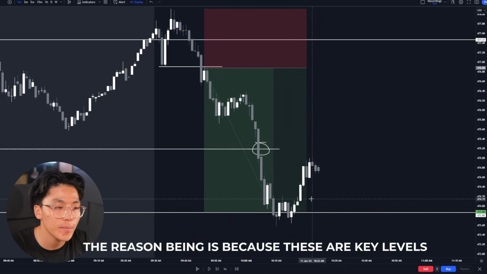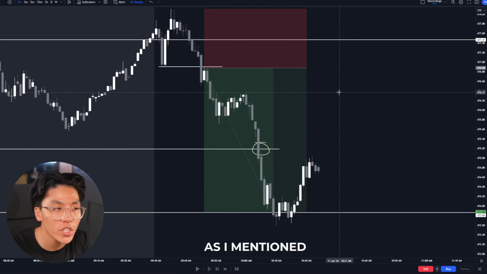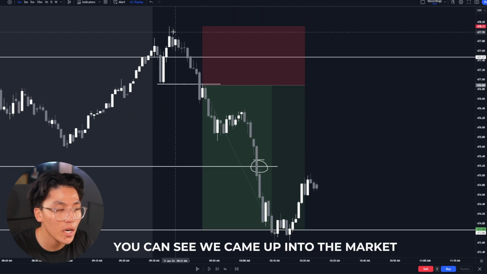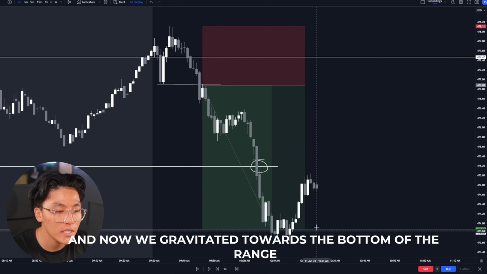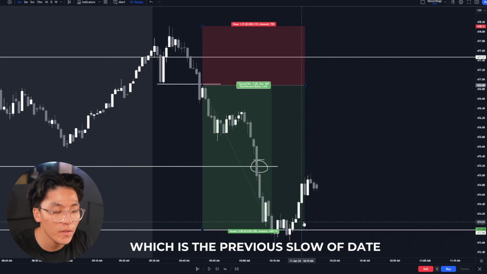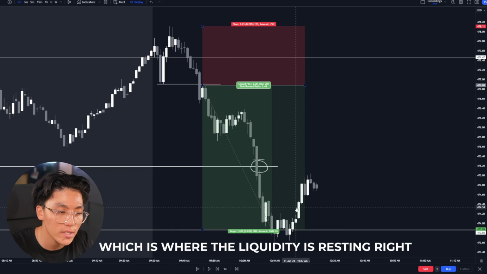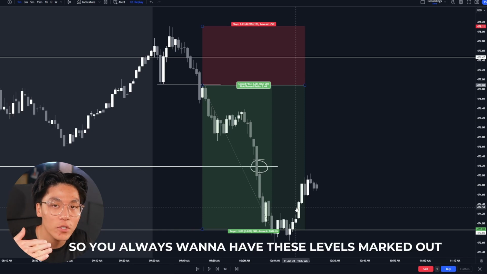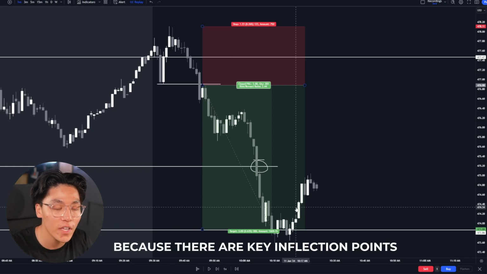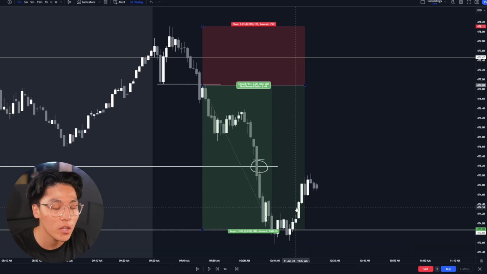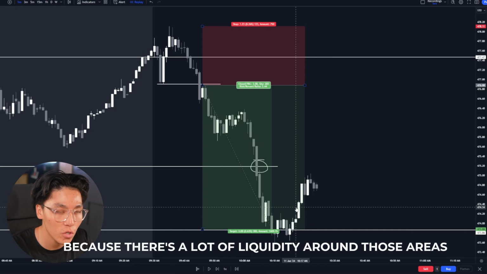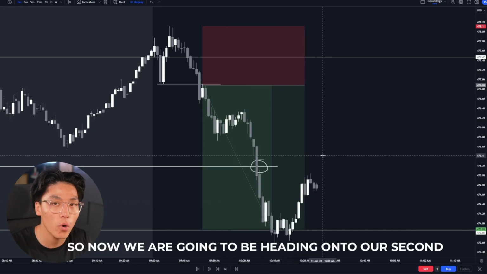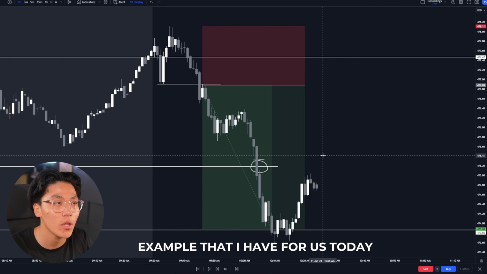The reason being is because these are key levels, as I mentioned. You can see we came up into the market, flirted around previous high of day and the top of the range, and now we gravitated towards the bottom of the range, which is the previous low of day, where the liquidity is resting, right? So you always want to have these levels marked out because they're key inflection points where there's a lot of liquidity, and the market is going to have a lot of transactions around those areas. So now we are going to be heading onto the second example that I have for us today.